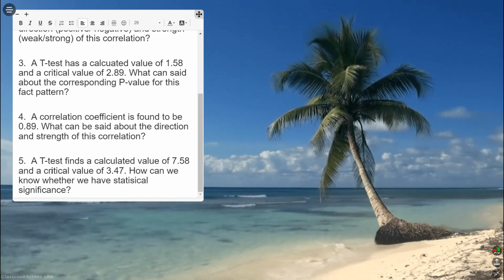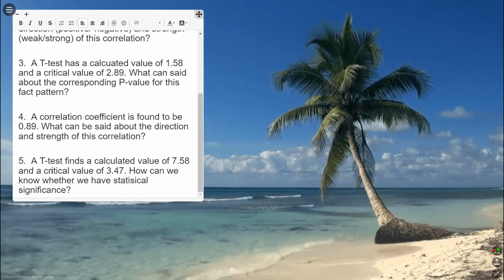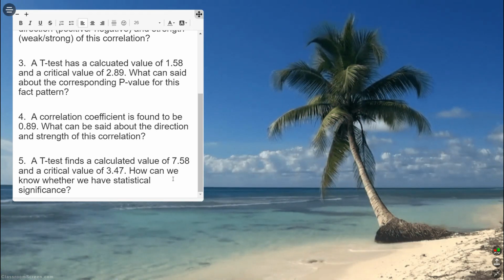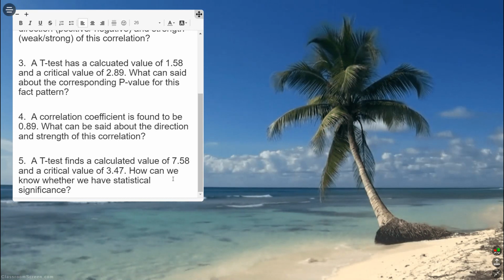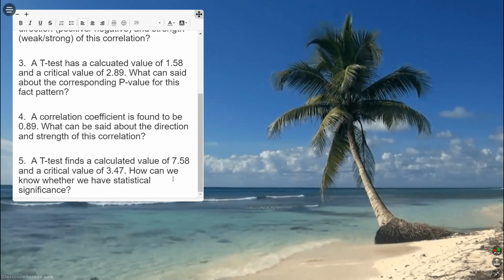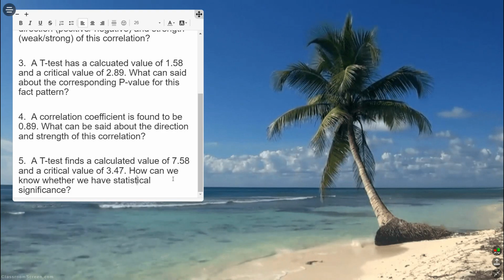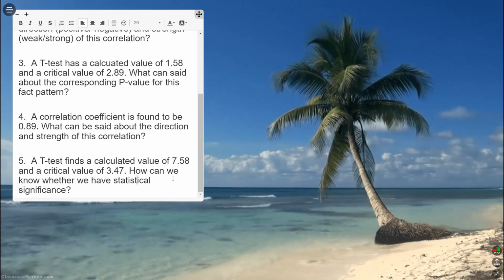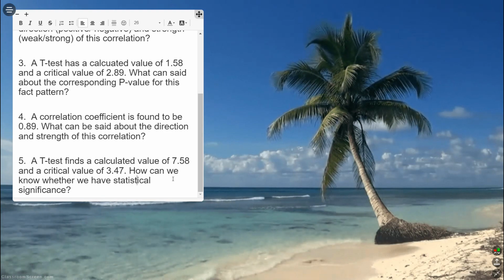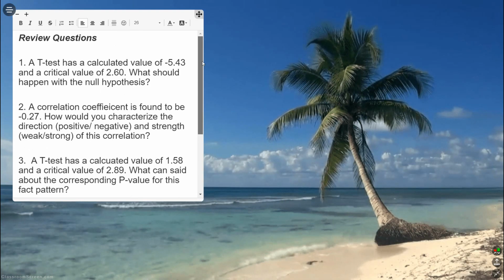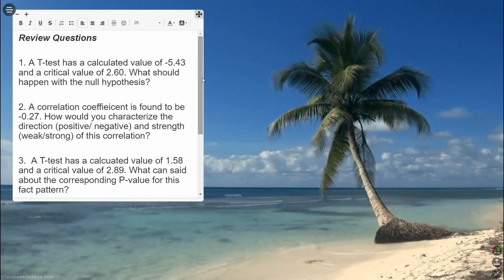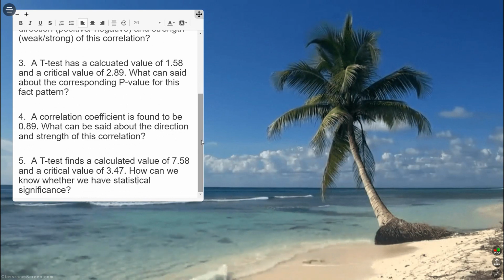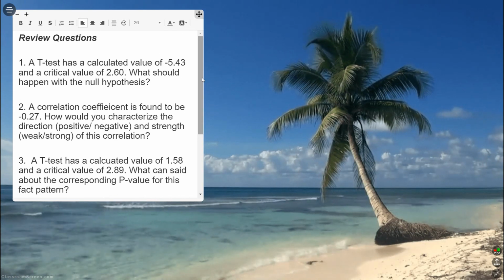How can we know whether we have statistical significance? Let me repeat that whole thing. A t-test finds a calculated value of 7.58 and a critical value of 3.47. How can we know whether we have statistical significance? So those are the 5 questions. They can be answered in fairly short order, very briefly, and we will come back with the answers.